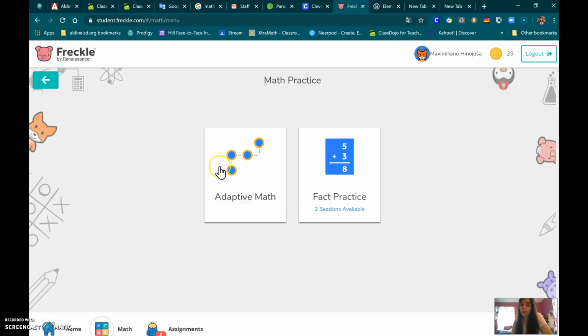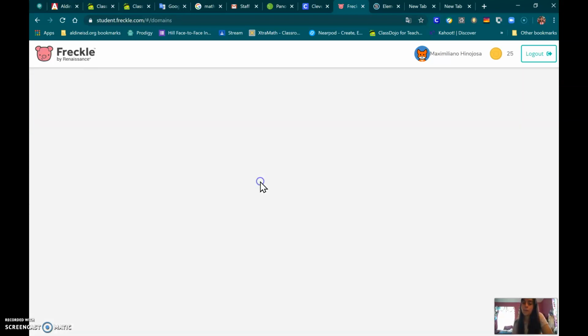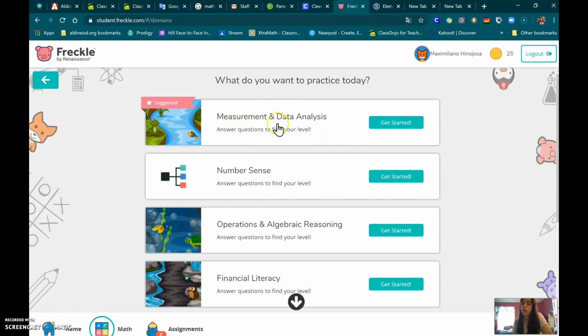You can also select this one for math, and it goes with adaptive math or 2 sessions available for math facts. So this one goes according to your path. Adaptive means it changes to what you need help on. So I'm gonna go right there. It goes with measurement data, so nothing with geometry.